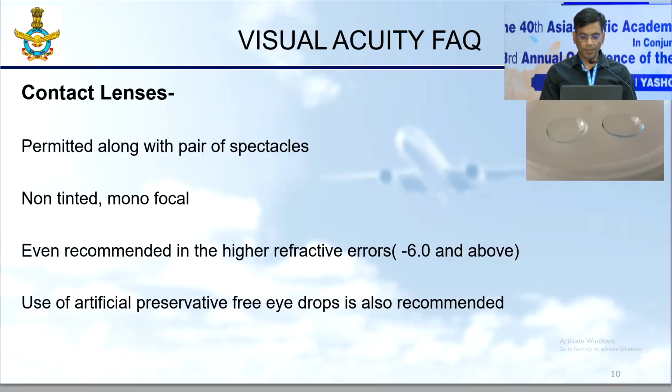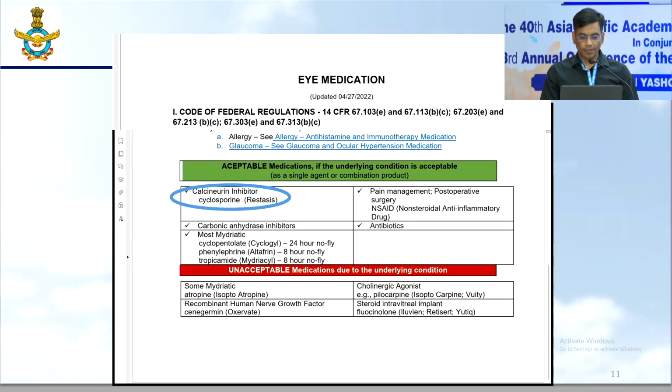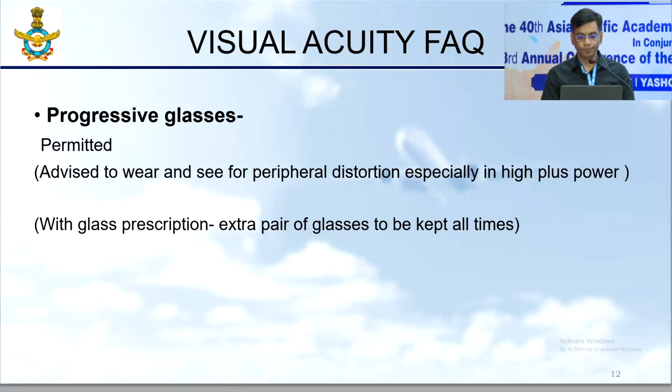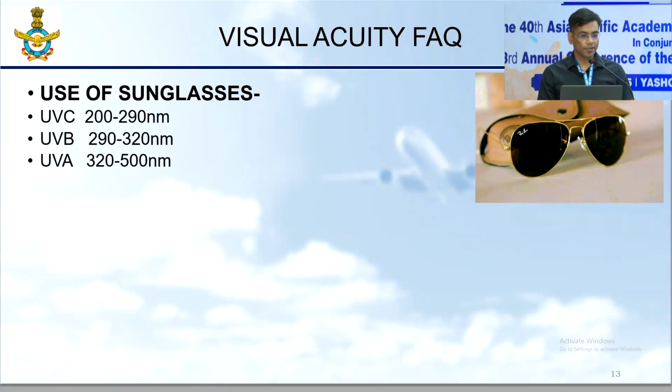Contact lenses are also permitted, but they should be non-tinted and monofocal, and they can also put some lubricating eyedrops during flights. These are some aviation-related drugs which are safe during flight. This is the manual from the Federal Aviation Administration of the US. They give the different kinds of drugs which can be used in flights. Progressive glasses are also permitted.